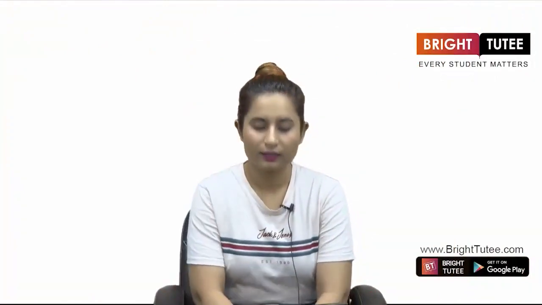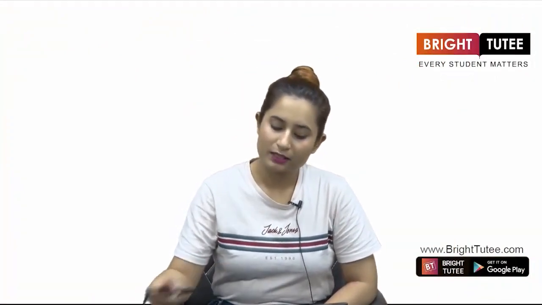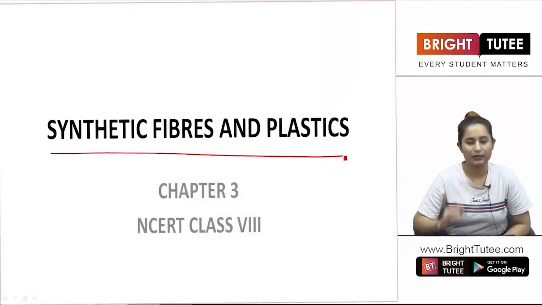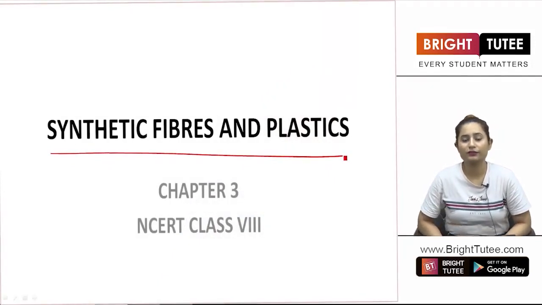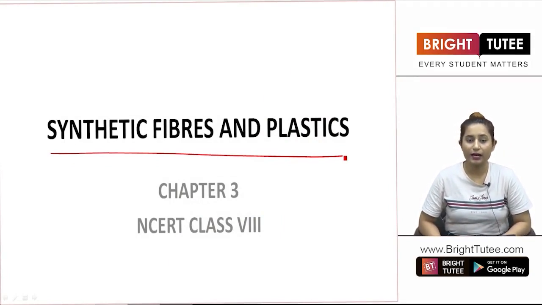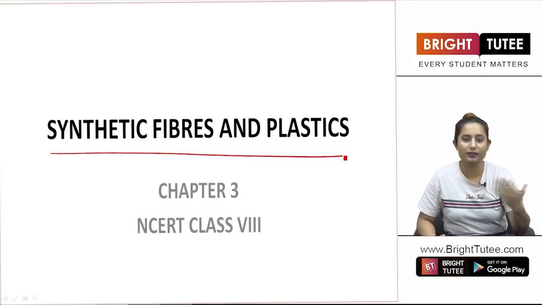Hello students. In this lecture, we are going to start with our third chapter, which is synthetic fibers and plastics. So students, around you have different kinds of clothes, different kinds of mattresses, different kinds of substances, right? So they are made up of something. It is not like we obtain that complete cloth from something, from a tree or something somewhere. No, we have to prepare that, right?